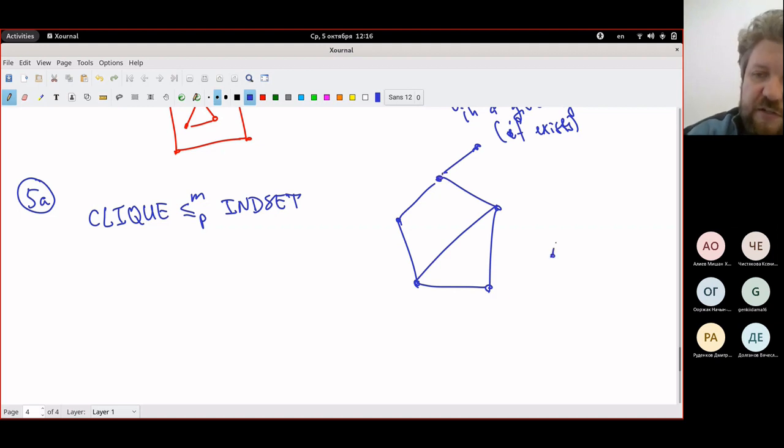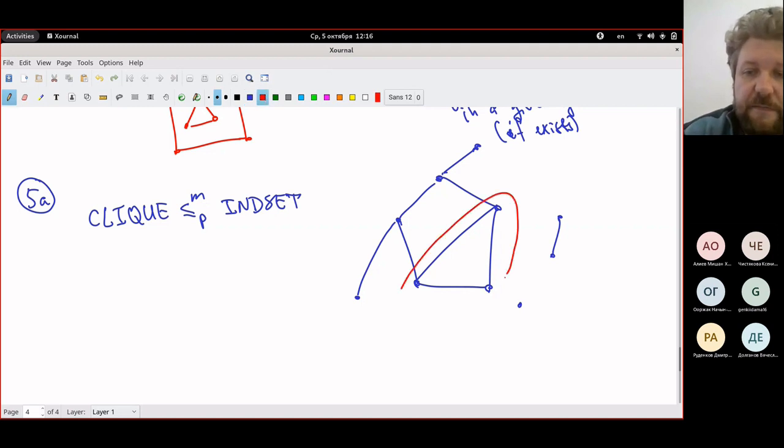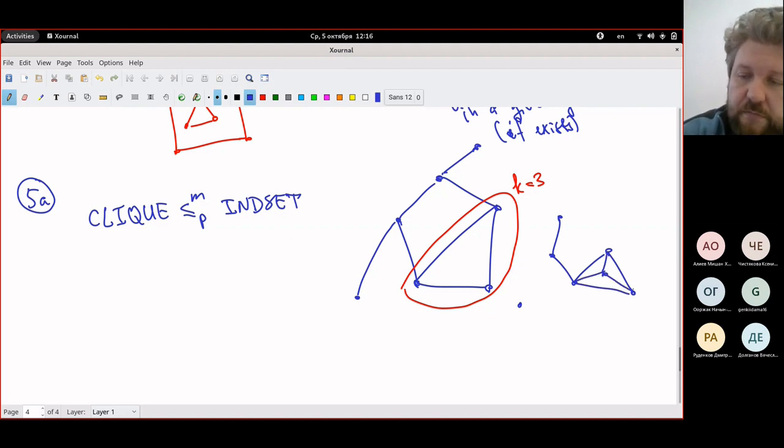I could draw some isolated, not connected things, like an isolated vertex, for example. Something here, and here you see that this is a clique of three vertices, mutually connected. And for example, somewhere here I could connect something like that. So this is a clique of 4.